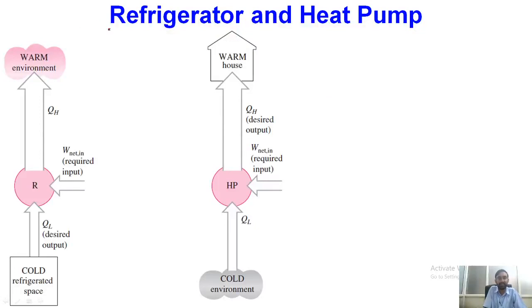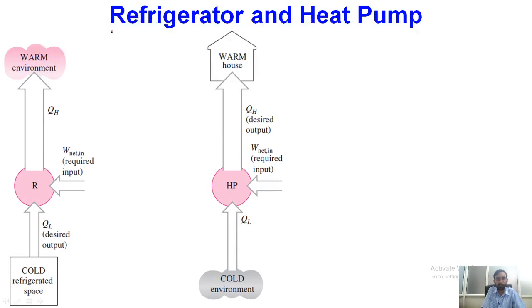In case of power cycles, our objective was to convert heat energy into some useful amount of work. However, in case of refrigeration cycles, our objective is to maintain a system below the surrounding temperature. In order to do so, we need to transfer heat from a low temperature body to a high temperature body. So that's why we need a certain device.